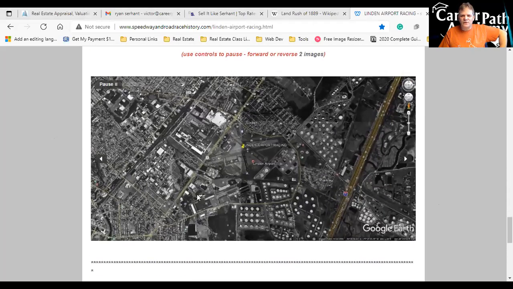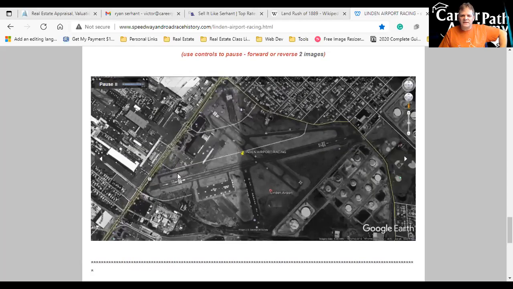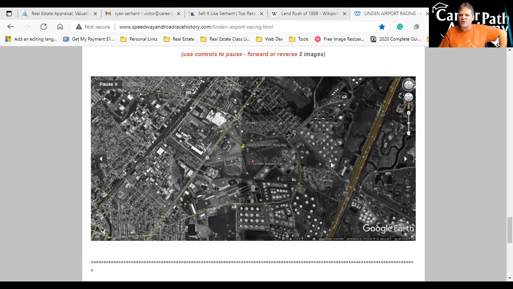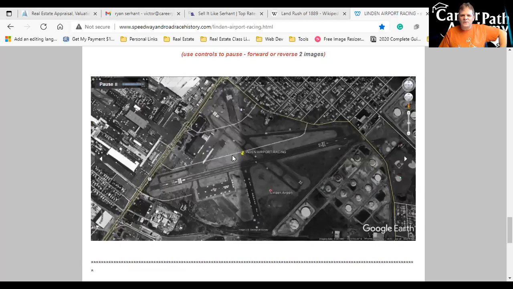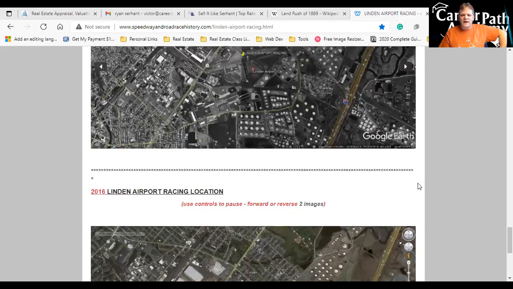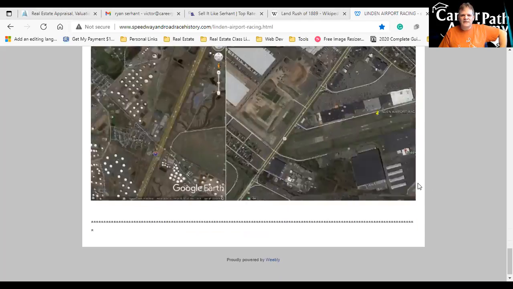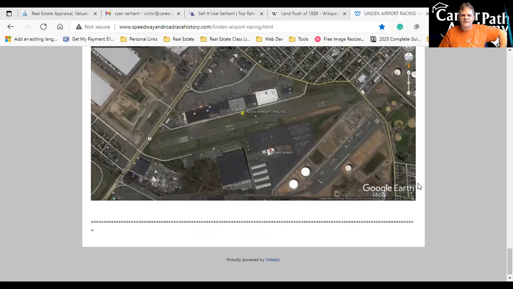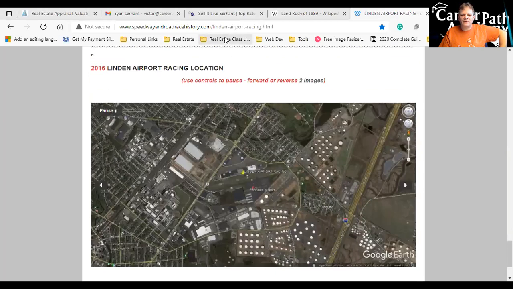So you can see the overview of the airport, which is still there today. And it's got a big raceway around it. The roadway that goes around the actual runway was actually used for the racetrack. All right. Interesting stuff. It's history. A lot of people don't even know that.